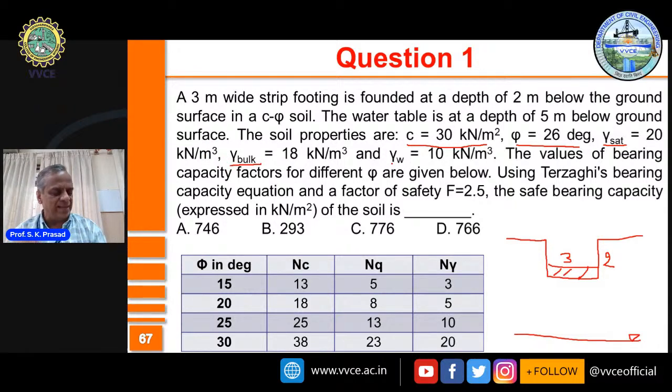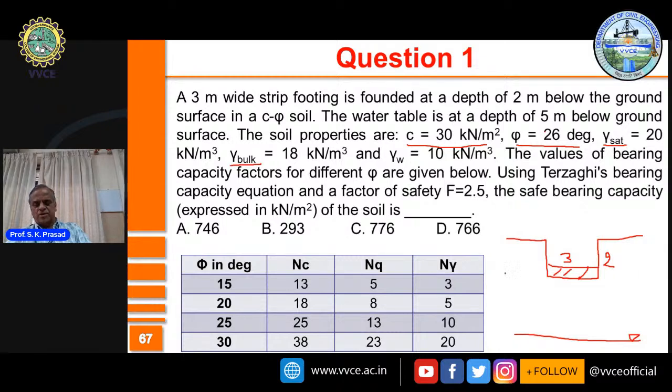Saturated density is bulk density when the soil is fully saturated. Naturally, general bulk density is lower than the saturated density. At this depth, below the ground, below the foundation, is the soil saturated? No, normally no, unless it rains heavily or maybe when the water table rises up.